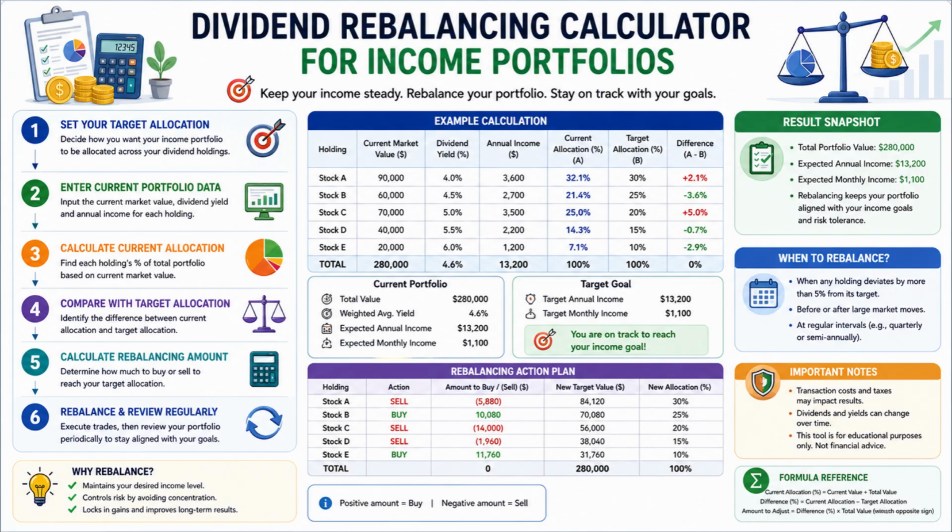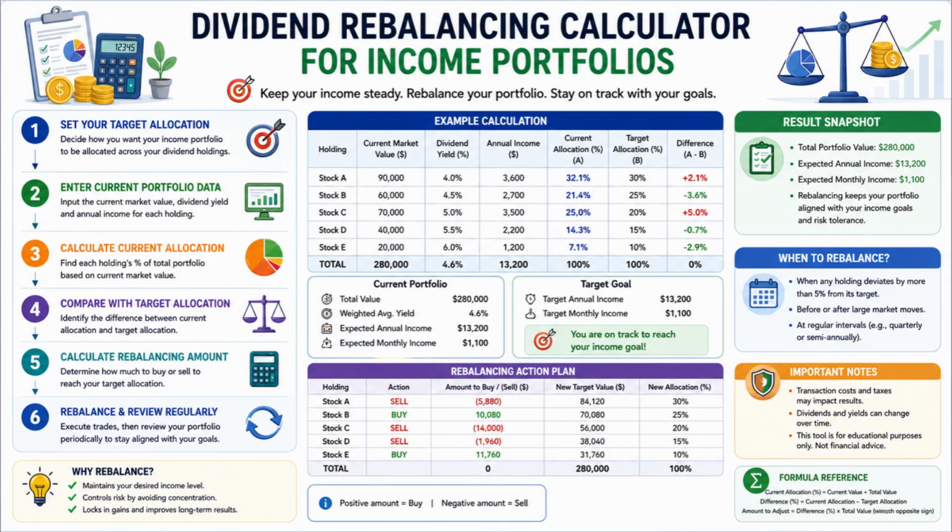Then, compare the current allocation with the target allocation. If stock A is currently 32.1%, but the target is 30%, it is overweight by 2.1%. On the other hand, if stock B is currently 21.4%, but the target is 25%, it is underweight by 3.6%.